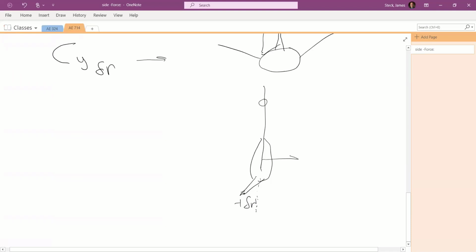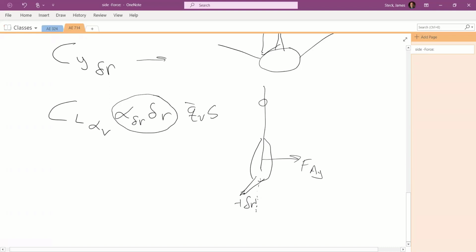It's obviously going to generate a side force like that because we have a change in camber of the vertical tail. And we can calculate that just like we can everything else. We take the lift curve slope of the vertical tail and then the angle of attack effectiveness of the rudder times the rudder. So this gives us the effective increase in angle of attack that you get from that camber due to the rudder. And then we multiply by the area and the dynamic pressure, and we get the total force.